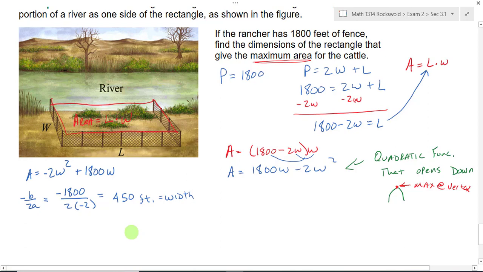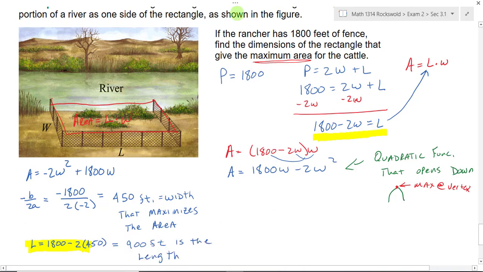How do I find the length that maximizes the area? Right here is my formula for the length. The length is going to be equal to 1800 minus 2 times W, which is 450. And what is that going to give us? 900. So the dimensions to maximize the area are going to be 900 feet by 450 feet.